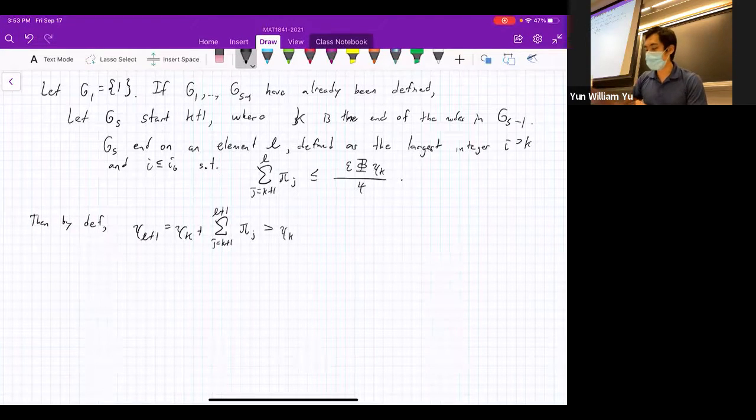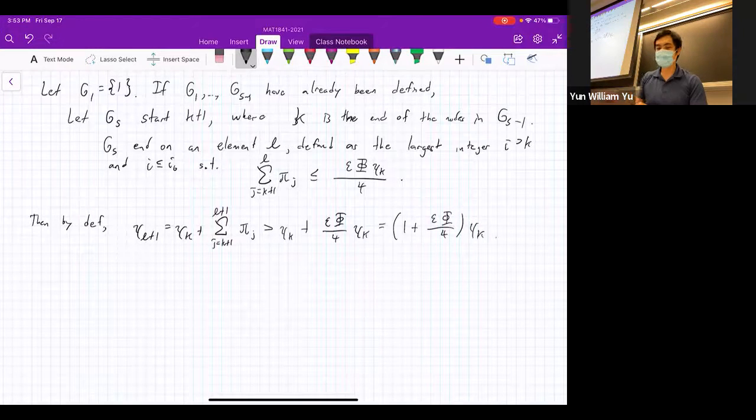Okay, so let's see. So j is from k plus 1 to L plus 1. That's greater than gamma k plus epsilon phi over 4 times gamma k, and this is by supposition. And so then this is going to be equal to 1 plus epsilon phi over 4 times gamma k. So basically what we're saying is that as our gammas are getting bigger, each time we have the scaling. So when we go from k to L plus 1, as we do this jump, we're scaling by 1 plus epsilon phi over 4.